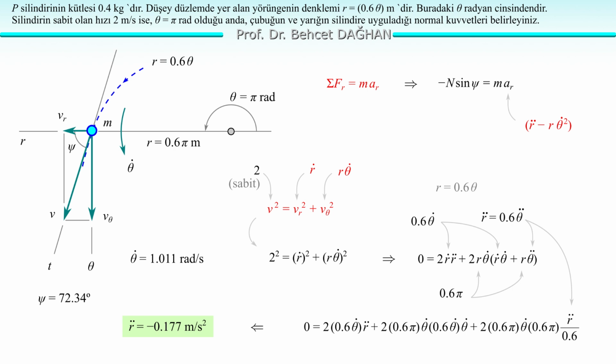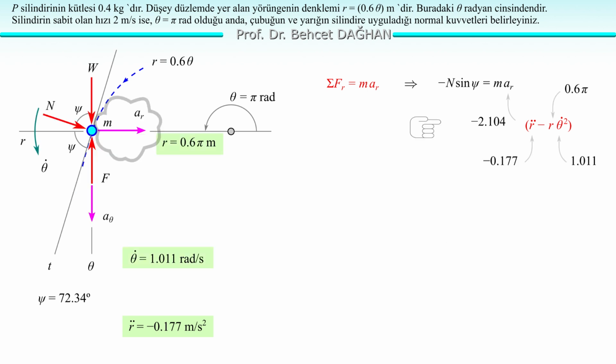Yes, now we can find a_r. a_r equals minus 2.104 meters per square second. So a_r is in the direction shown in the figure. We already thought it was in the negative direction. We were correct. It turned out to be in the direction we chose. a_r equals minus 2.104 meters per square second.